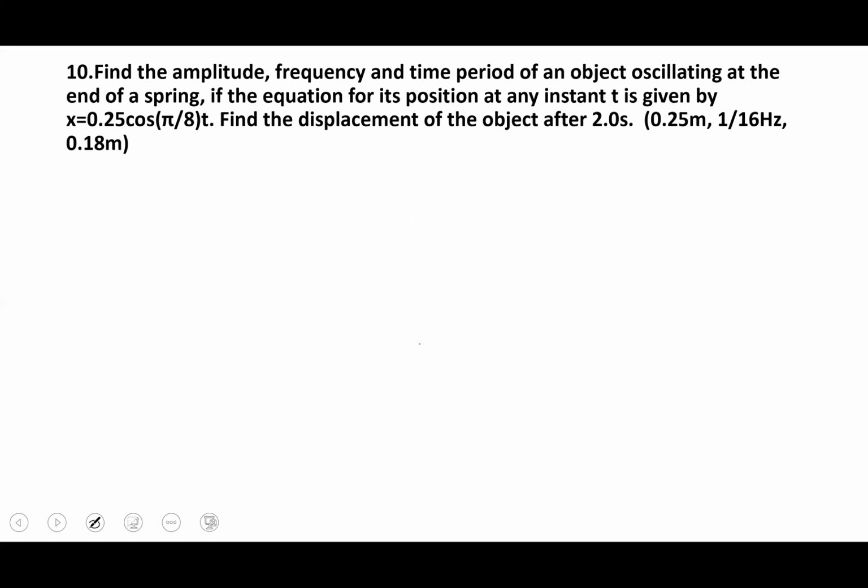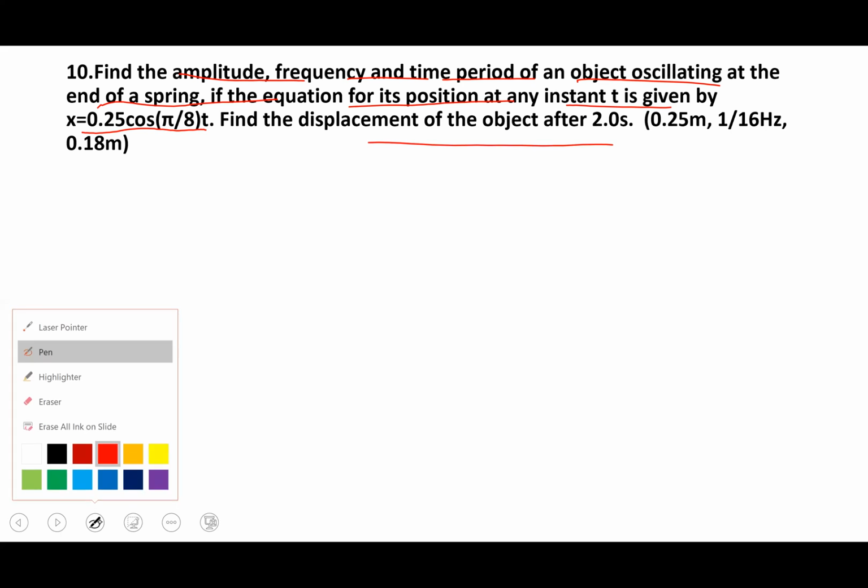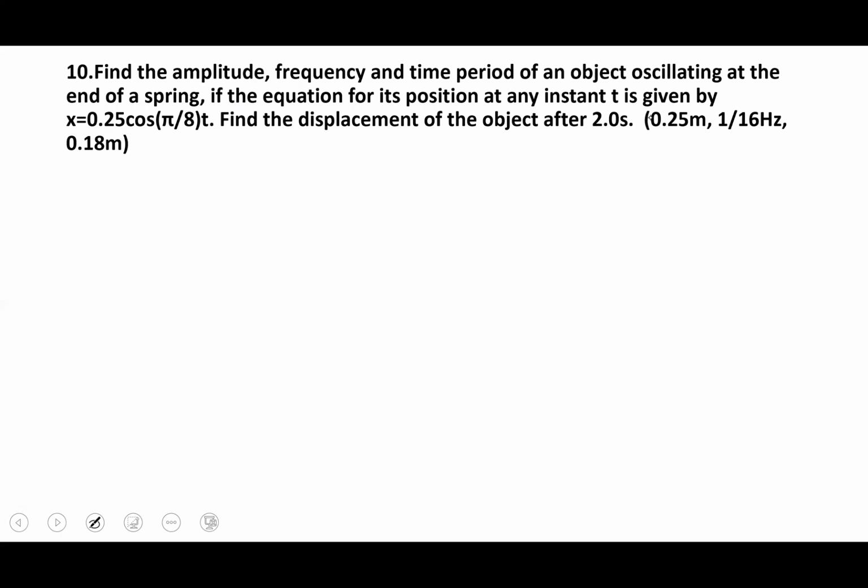Now, in this question, it says find the amplitude, frequency, and time period of an object oscillating at the end of a spring, if the position at any instant is given by x is equal to 0.25 cos pi by 8 into t. Also find the displacement of the object after 2 seconds, and this is the given data to us. So this formula is very much important.